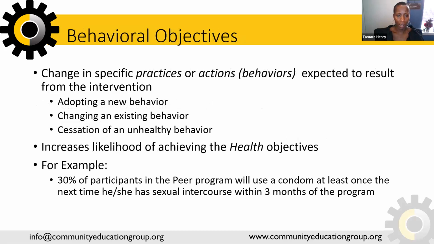Now, for your behavioral objectives, we're ideally hoping that our communities and or the populations we serve will adopt a new behavior, change an existing behavior, or cease an unhealthy behavior altogether. This also increases the likelihood of achieving the health objectives. So for example, 30% of participants in the peer program will use a condom at least once the next time he or she has sexual intercourse within 3 months of the program. Again, very smart, very specific, measurable, attainable, realistic, and timely.